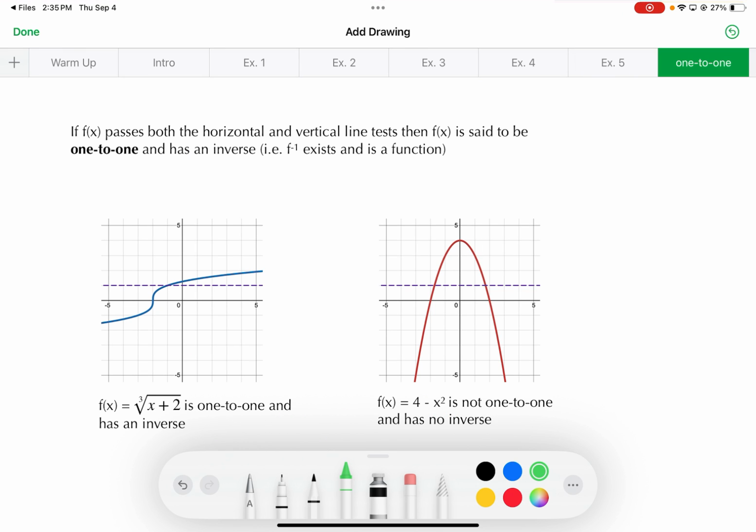1-to-1. Okay? Click to the last page here. For a function to be 1-to-1, it has to pass both the horizontal and vertical line tests. Okay? The graph on the left here, this cube root function, it is 1-to-1. So it will have an inverse. Okay? This one, not 1-to-1, doesn't pass the horizontal line test, so therefore has no inverse. Okay?